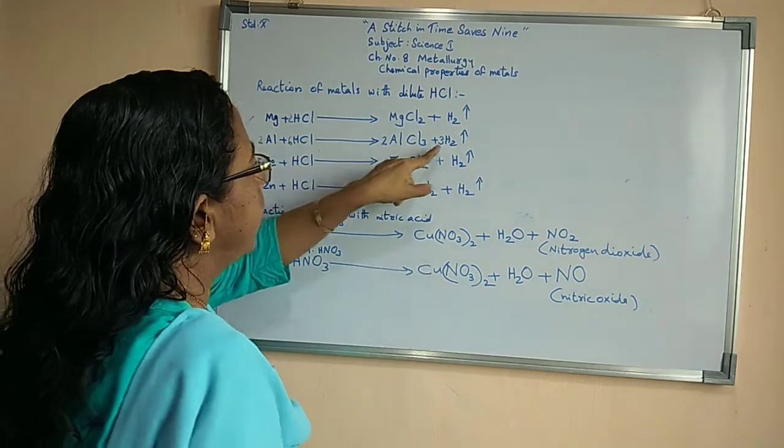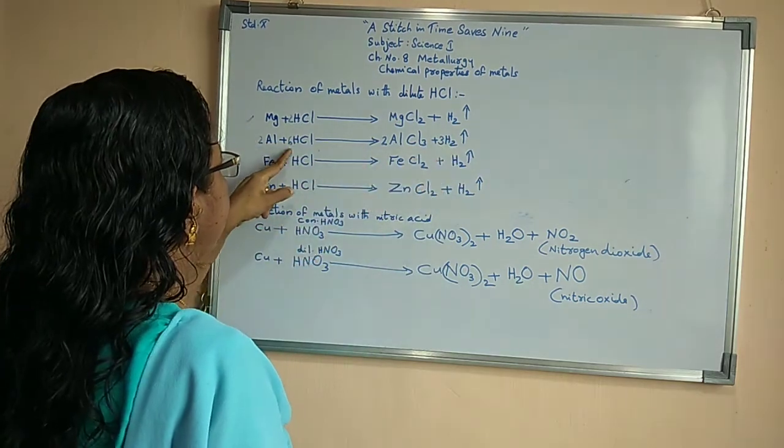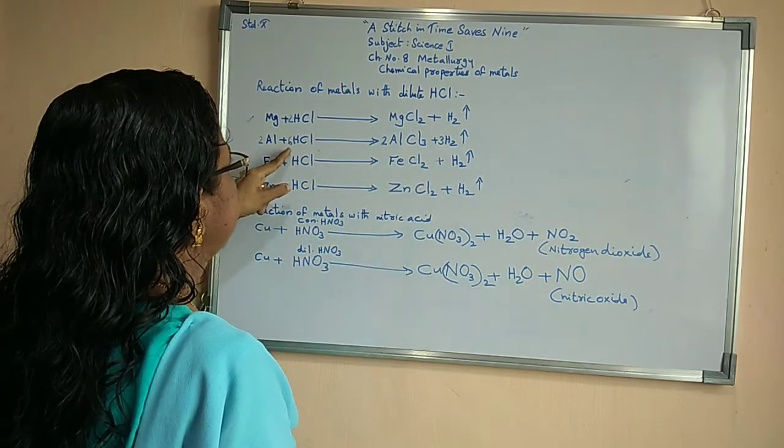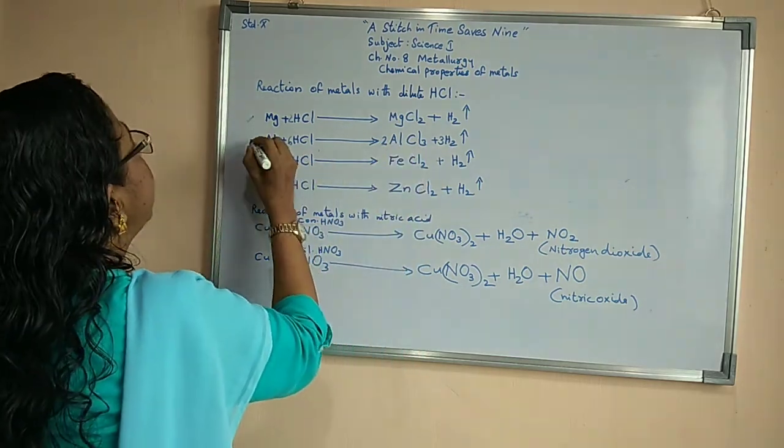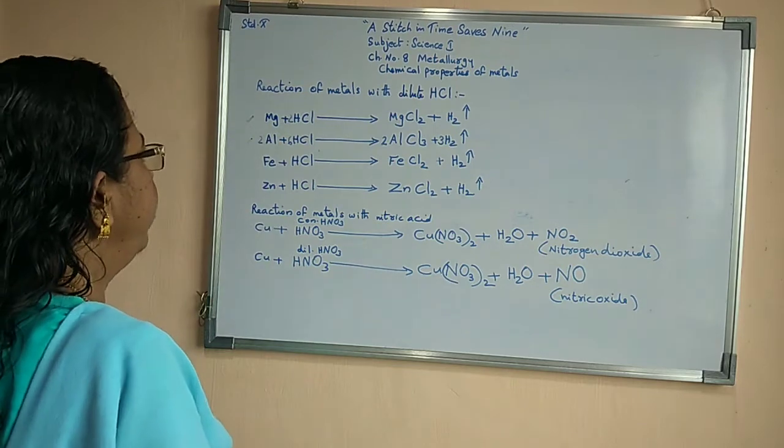So you will get the answer now. 3 2s are 6 hydrogen. Here also 6 hydrogen. Chlorine here 6, 6 chlorine. Aluminium here 2. Here also aluminium 2. Equation balanced.